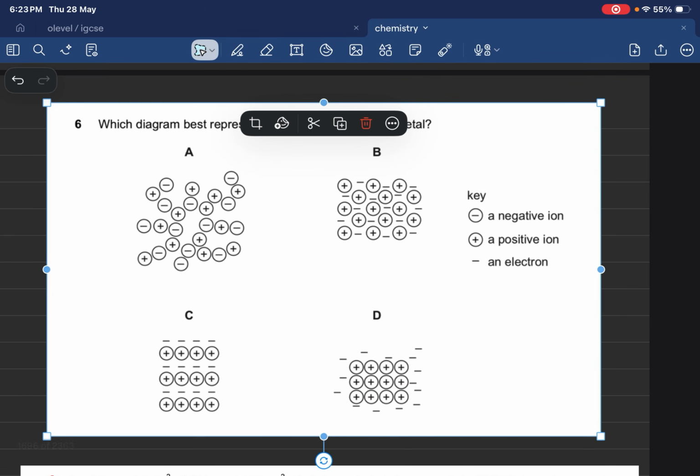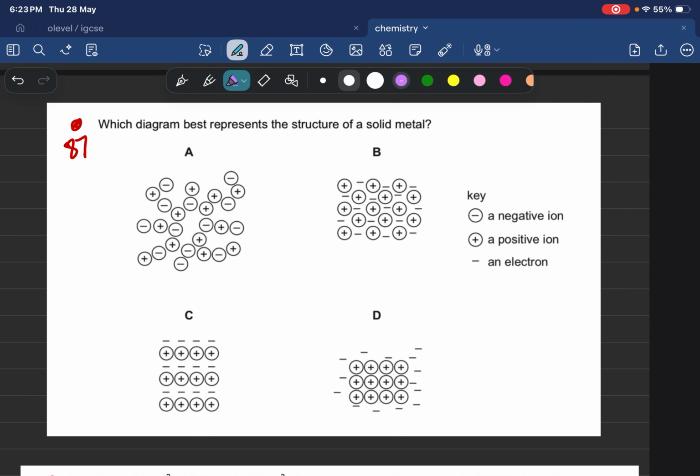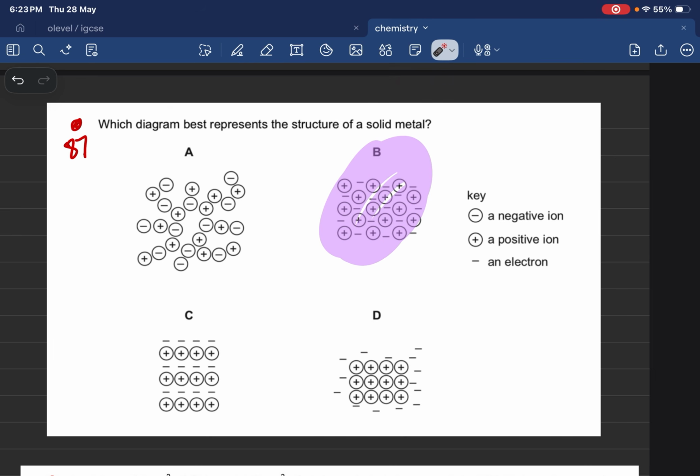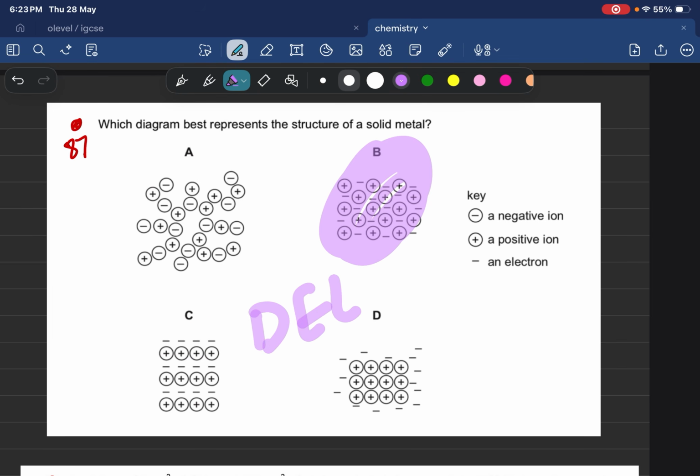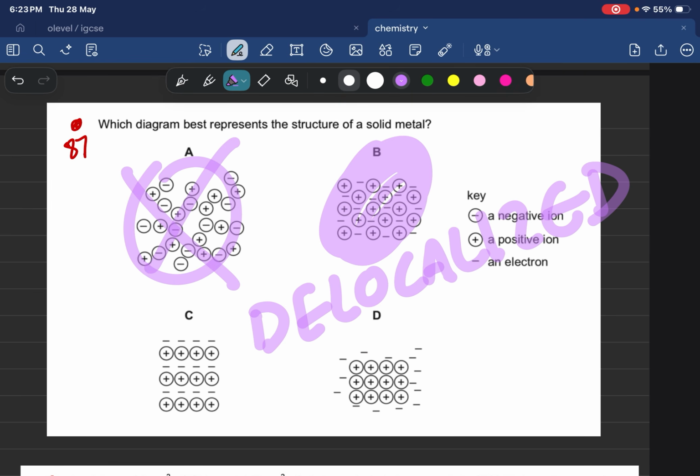Which diagram best represents the structure of a metal? This diagram. Now, why did I choose this question? Look, in metals, the negative electrons are delocalized. They are delocalized. And since they're delocalized, firstly, there are no ions, so this is a complete cross. They cannot be arranged in such a beautiful manner in straight lines. No, they're delocalized. They have to be randomly arranged.